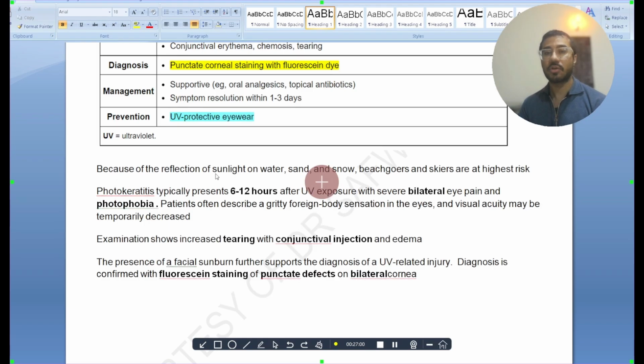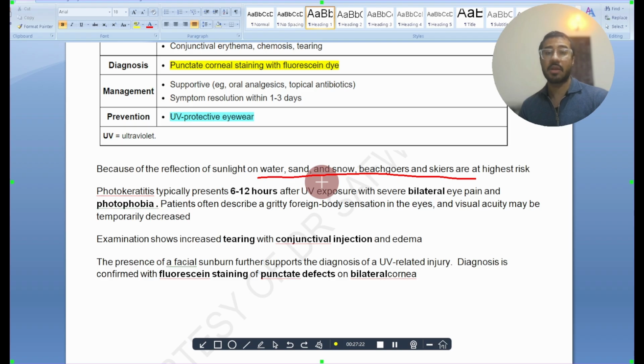Because of the reflection of the sunlight and sand on water, sand, snow, beachgoers and skiers are at the highest risk. You just need to remember this high yield patient population, beachgoers, skiers. These are the people who are at the highest risk. Photokeratitis usually presents 6 to 12 hours after UV.